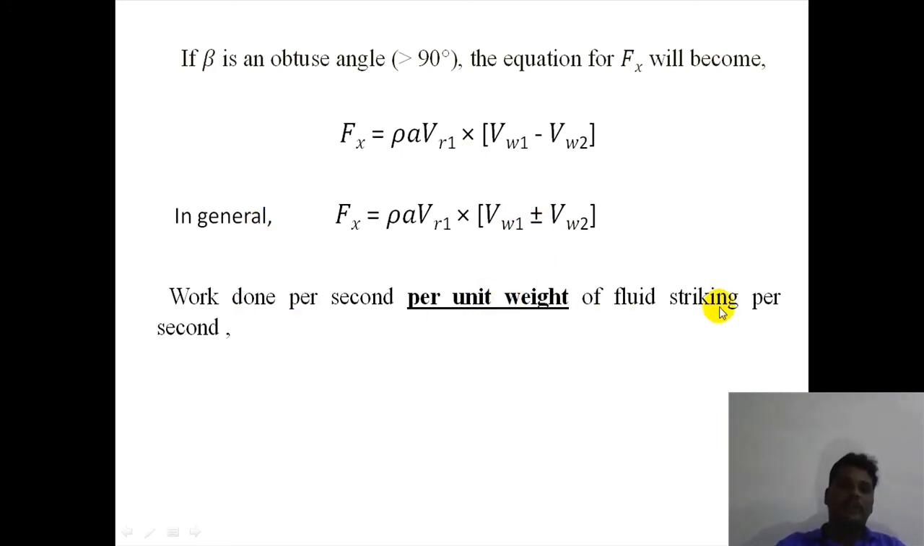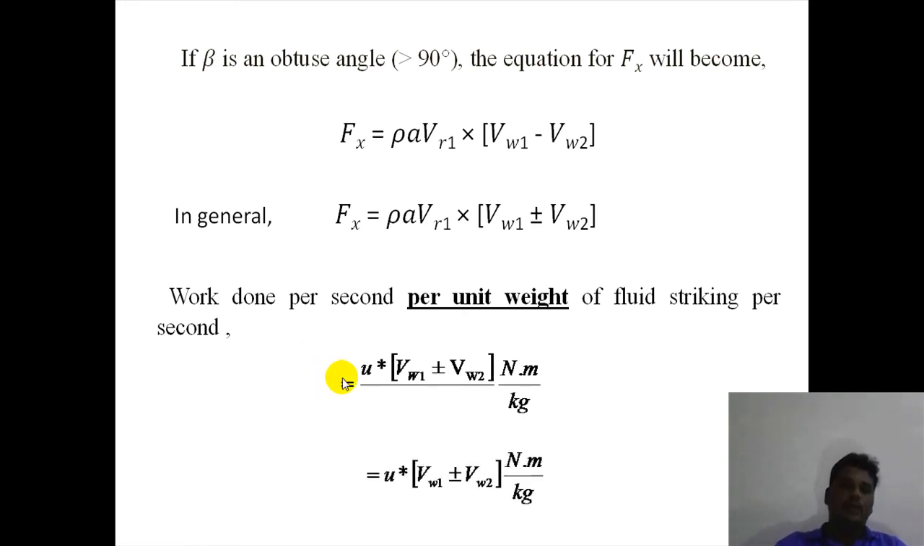Now the work done per second per unit weight of striking water per second we can write as u into (Vw1 plus or minus Vw2). The units are Newton meter per kg.